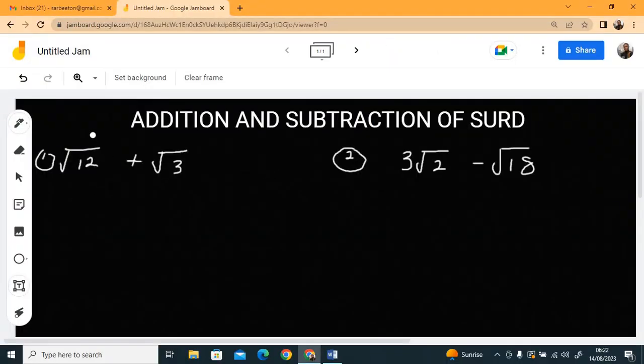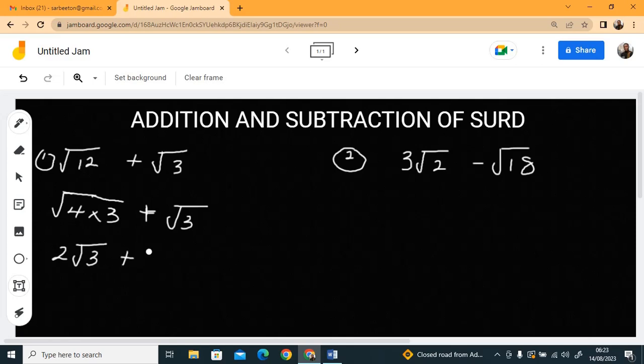The first thing you have to do is convert this 12 to basic form. So converting to basic form, 12 will be 4 times 3, one perfect square and one non-perfect square. We did that earlier. Plus root 3. And you know that the square root of 4 is 2. Then the 3 you put under root, plus root 3. Now there's an invisible 1 here.